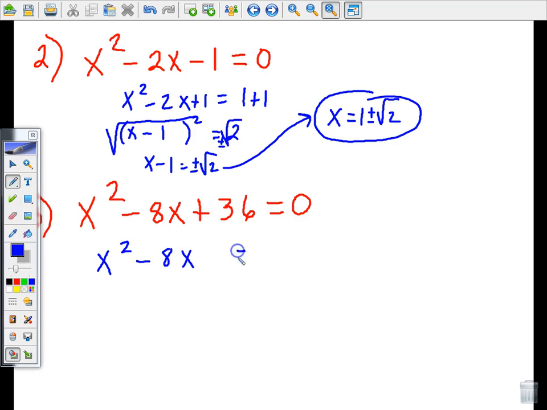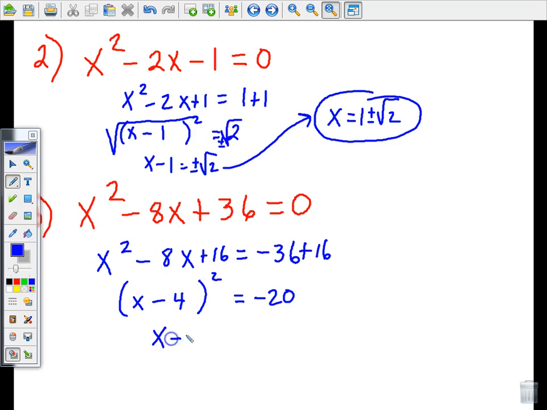I'm going to subtract 36. All right, set up my quantity squared, x minus 8 divided by 2, which is 4. -4 squared is 16. So I'm going to be adding 16 to both sides of this equation. And when I add 16 to negative 36, I get negative 20. Square root of both sides gets me x minus 4 equals plus minus. And I'll show the square root of negative 20, but we remember how that simplifies using the number i.